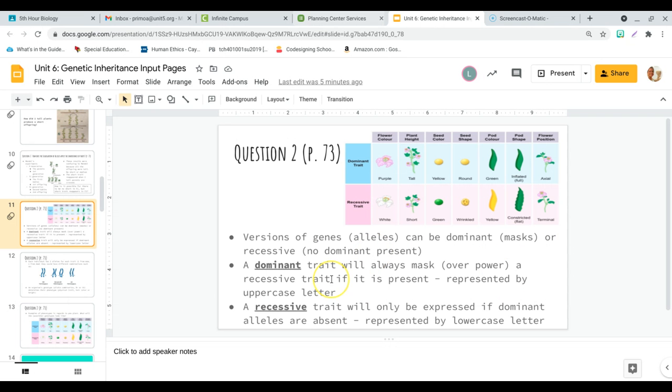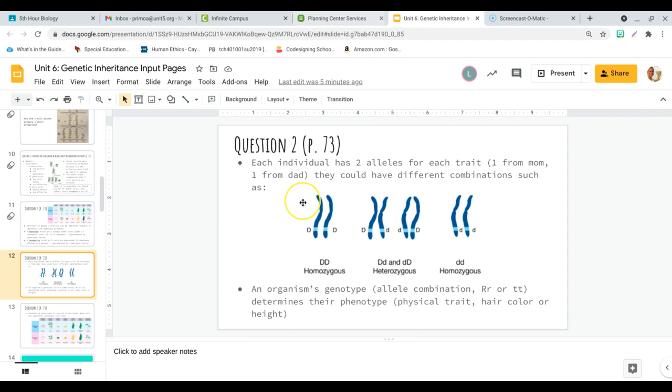So dominant is always going to have an uppercase letter. Recessive is always going to be represented by a lowercase letter. Dominant is always going to mask a recessive trait. So these would both show the dominant phenotype, the dominant physical trait. This genotype would show the recessive phenotype. Genotype is the allele combination.